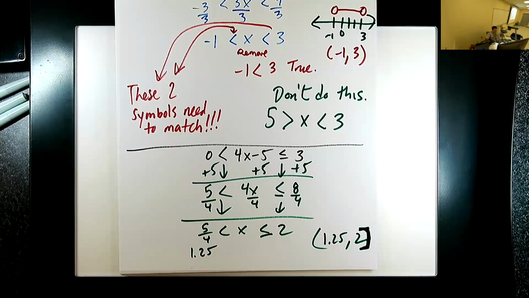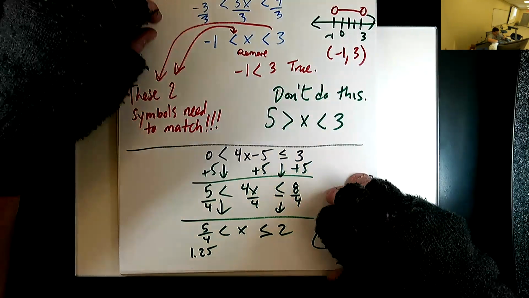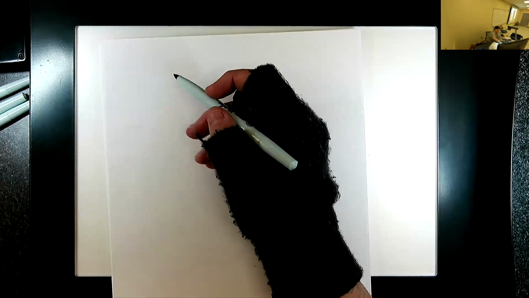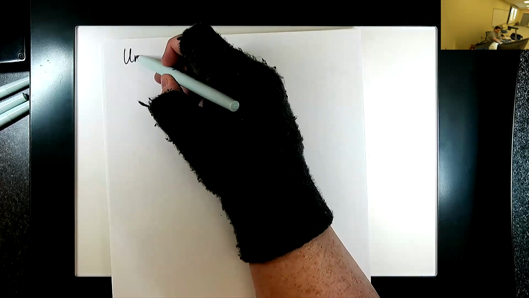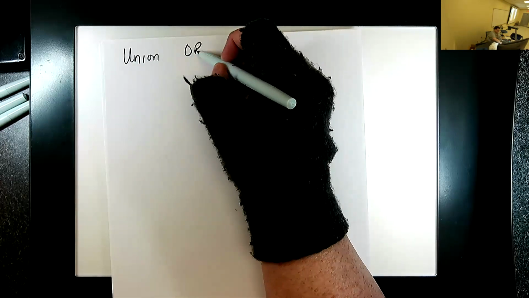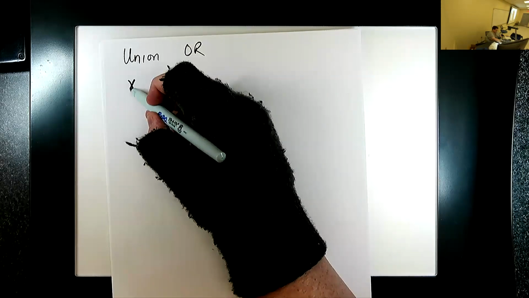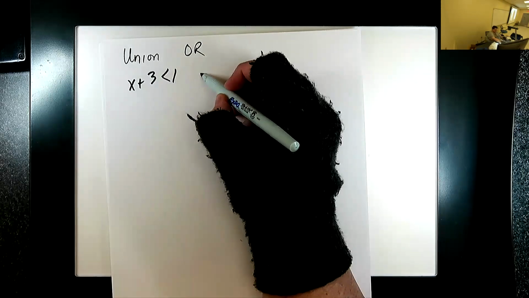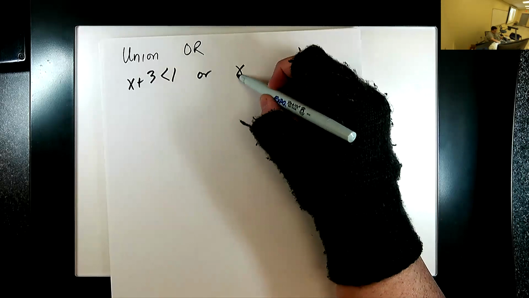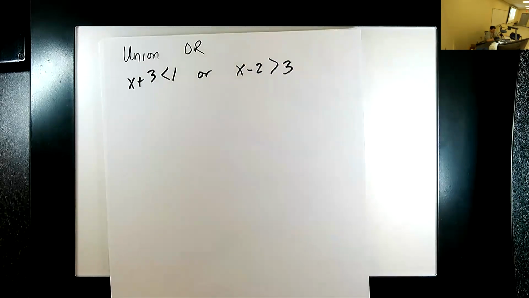All right, you guys ready for the next topic? Now we're going back to the union and the or topics. So we want to do or topics. So these are where we have equations like x plus 3 is less than 1 or x minus 2 is greater than 3.